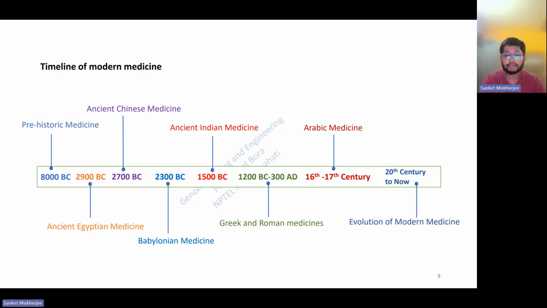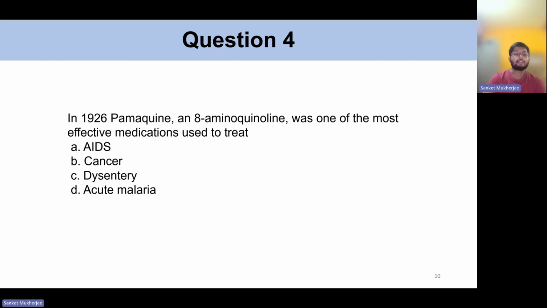In 1926, pamaquine, an 8-aminoquinoline, was one of the most effective medications used to treat A, AIDS, B, cancer, C, dysentery, or D, acute malaria.